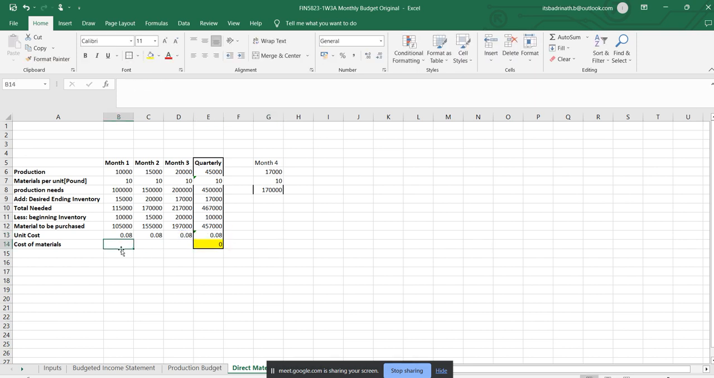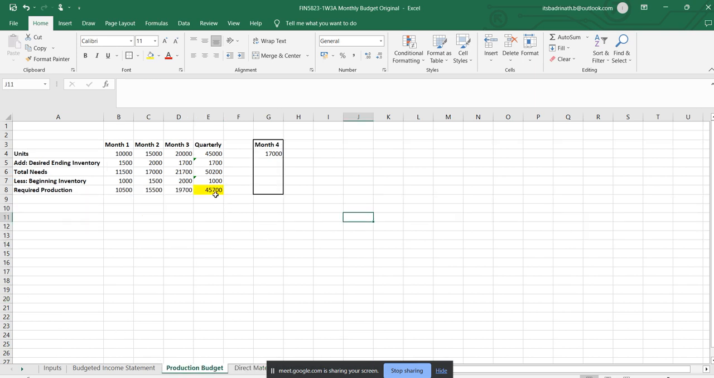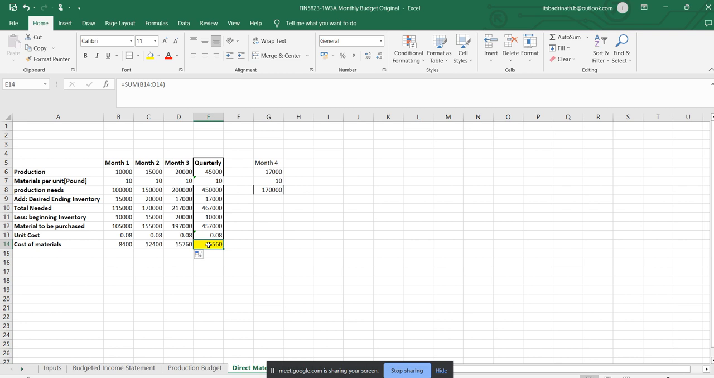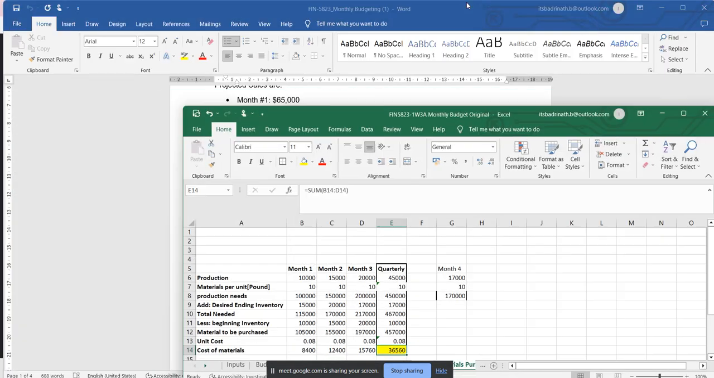It's fine. Now we are supposed to calculate cost. Cost of material for each month is equal to total materials purchased into unit cost of each material unit. This is month one total cost, month two, month three cost. Our total cost that is required to purchase the materials to produce these many products is this. This is material cost. Okay. Open the third one.